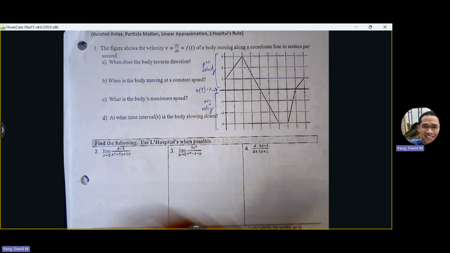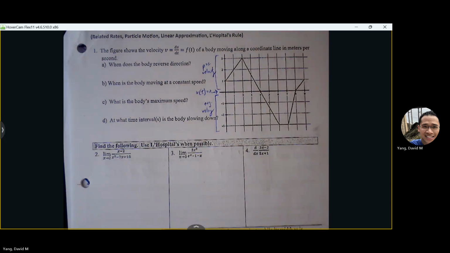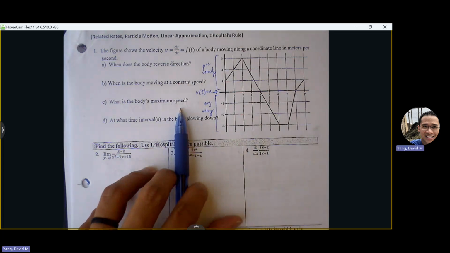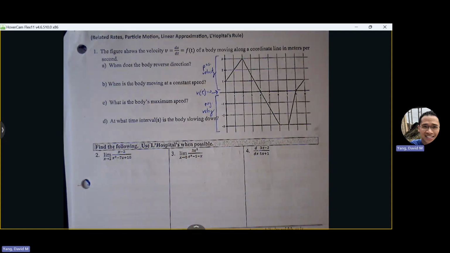So part A, when does the body reverse direction? Yeah, t equals 4 and t equals 8 because velocity changes signs. When is this particle moving at a constant speed? Yeah, 6 to 7, right? It's holding steady at a velocity of -3 meters per second. And then what is the maximum speed? 3 meters per second, right? Either up here, but it's also down here as well. These are both moving at 3 meters per second.